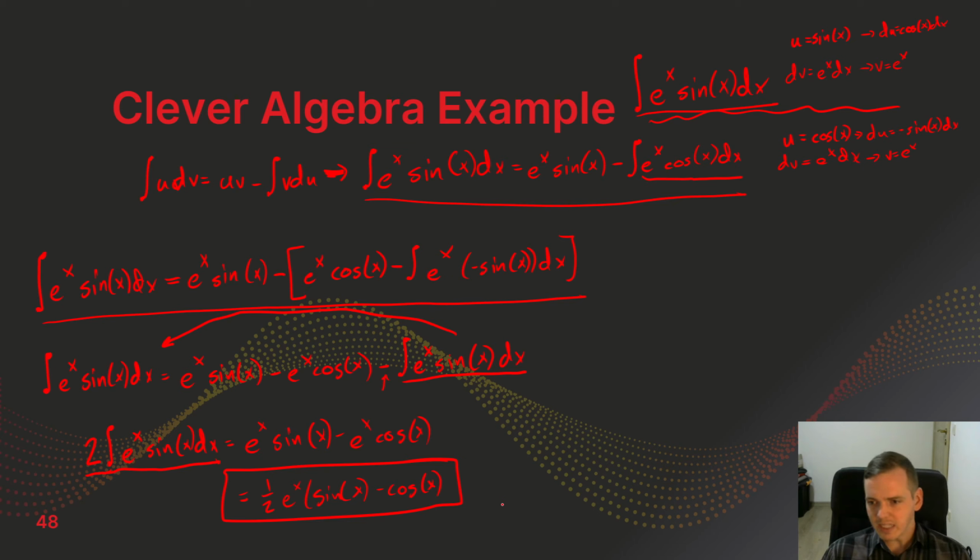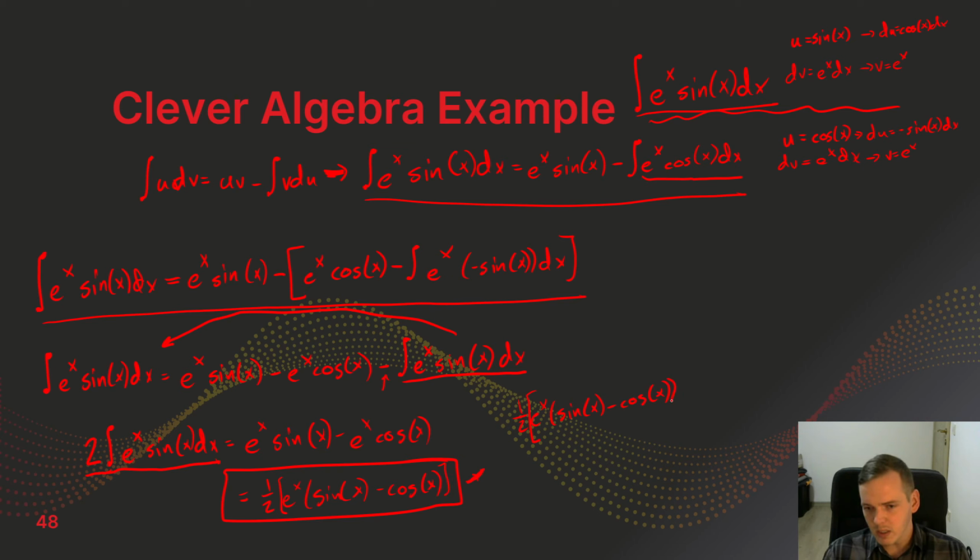And if that feels like I did something wrong or there's circular logic or something like that, take the derivative of this and see what you get. Assuming I did this right, we should get my original function. So let's do that right now. So the derivative of 1/2 e to the x times sine of x minus cosine of x. I'm pulling the 1/2 out front of everything, so that will get multiplied through at the end.